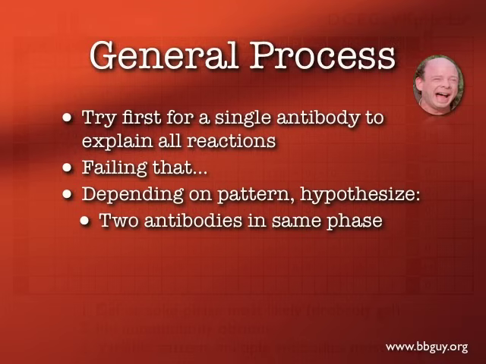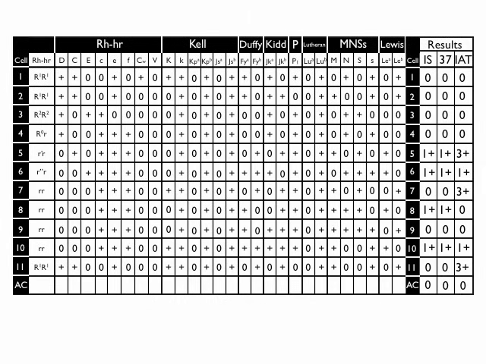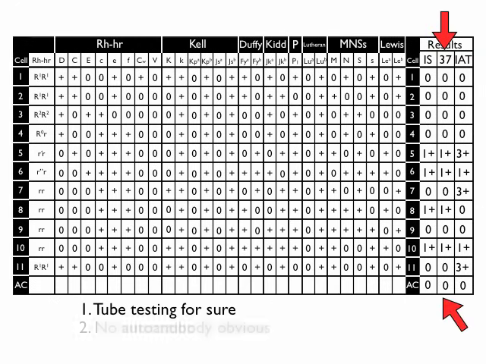Okay, so if that doesn't work, what do you do? Well, if you can't fit two antibodies in the same phase, again, depending on the pattern, you may need to go to hypothesizing one warm and one cold antibody. Let me show you how that looks. This is another panel, obviously a different panel. This is tube testing. You can tell that by the fact that we've got immediate spin, 37, and IAT phases. No question about that. The autocontrol is negative. Great news. We don't have an autoantibody.